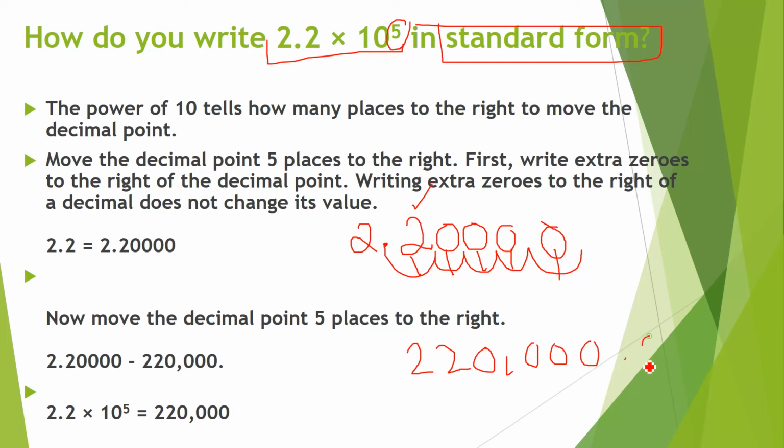Now our decimal is here. So you can say 2.2 multiplied by 10 raised to power 5 is equal to 220,000 in the standard form. This is the scientific notation. This is the standard form.